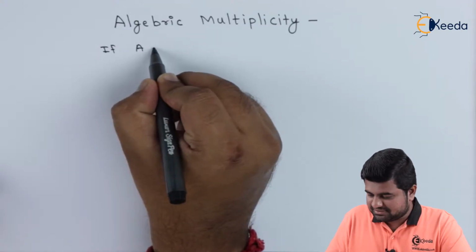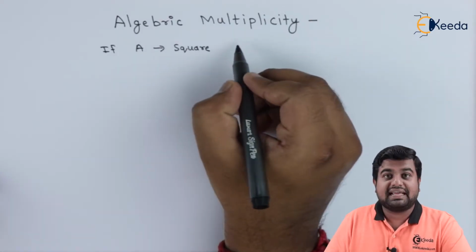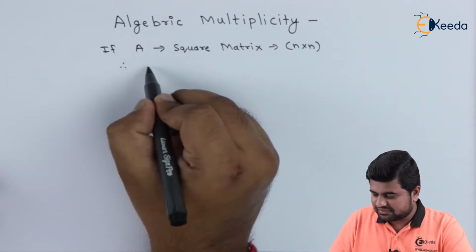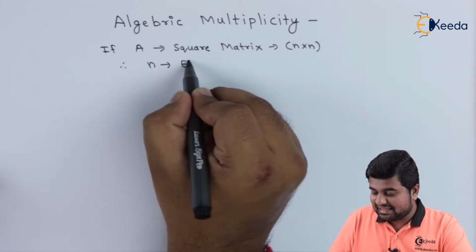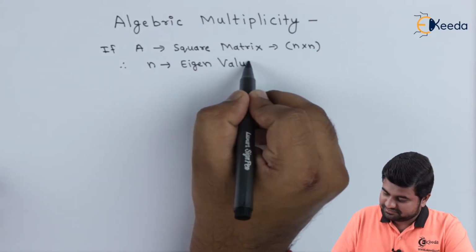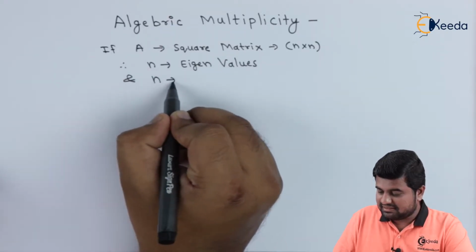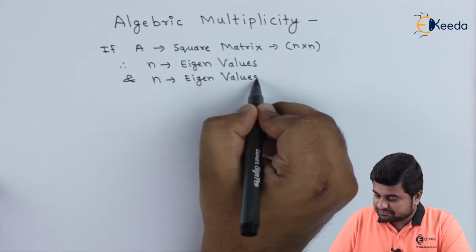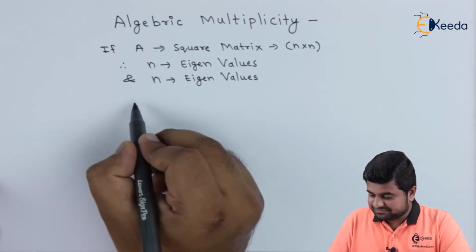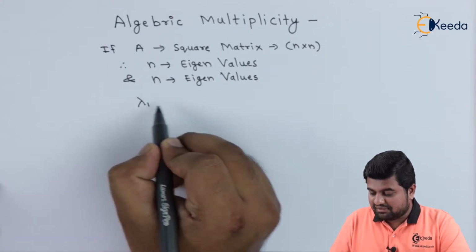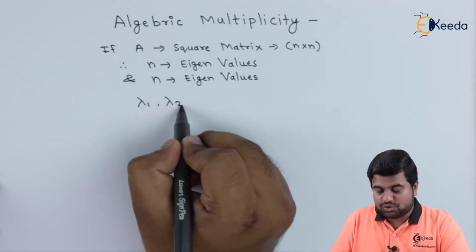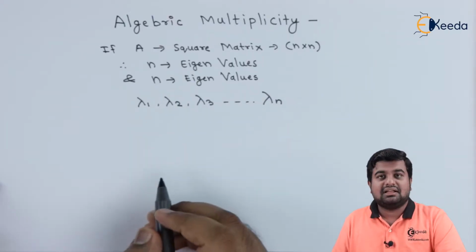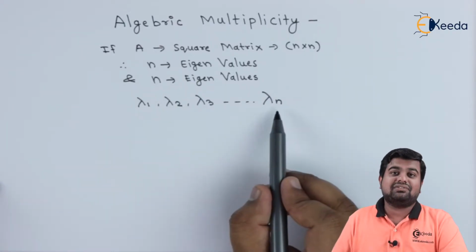A is a square matrix of order n cross n. Therefore, there are n eigenvalues and n eigenvectors possible. Suppose we take lambda 1, lambda 2, lambda 3 up to lambda n. These are the n eigenvalues possible.